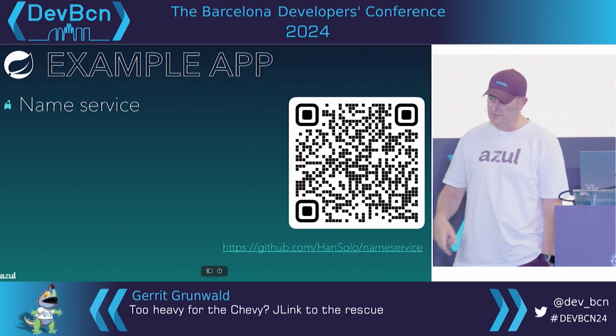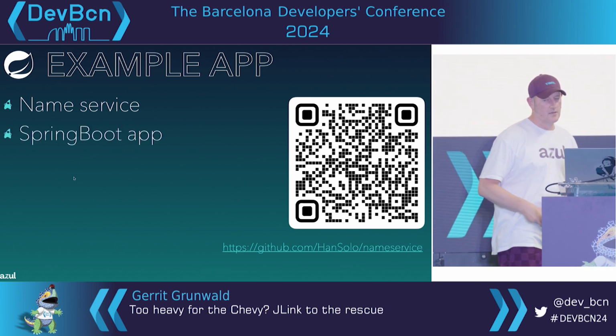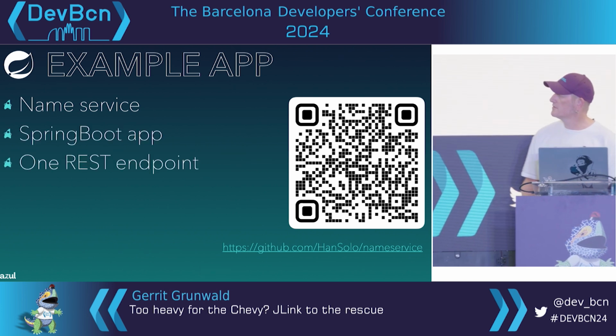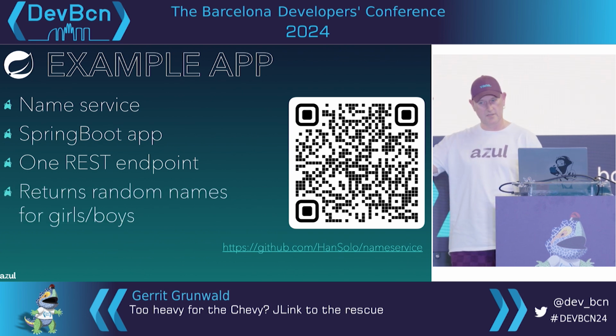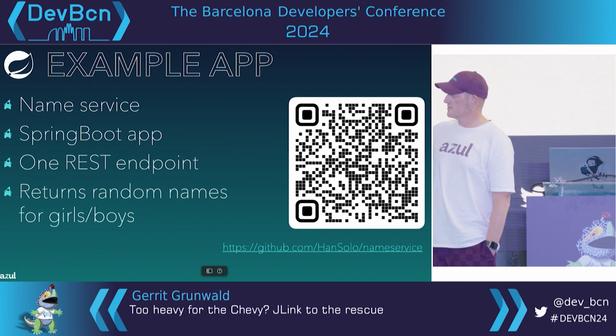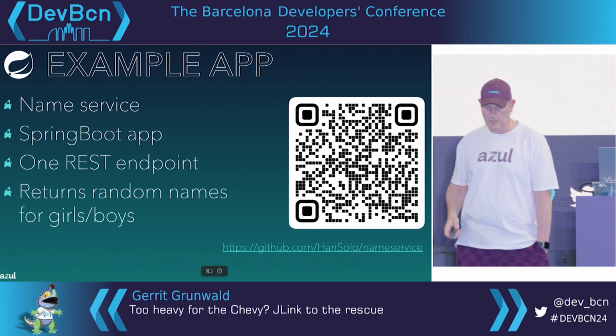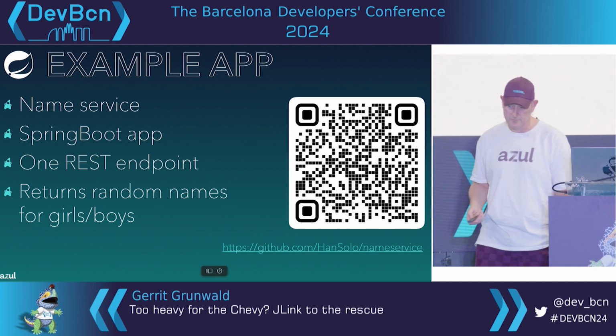It's on GitHub. You will find it here. It's pretty simple, just a name service. It's a Spring Boot application. It has just one REST endpoint, and it returns random names for boys and girls. That's it. This is just if you would like to play around with this stuff. There you will also find the Docker files that I will show you.